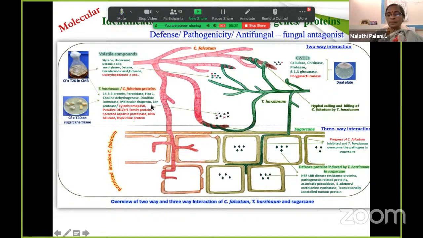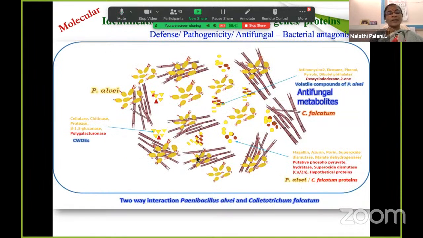Likewise, for the bacterial antagonist also, we are following the same technique to characterize the genes by two-way as well as three-way interaction. Here we can see that by two-way interaction, we have identified antifungal genes as well as proteins and pathogenicity related proteins. And this is a small brief about the molecular approaches that we are following.